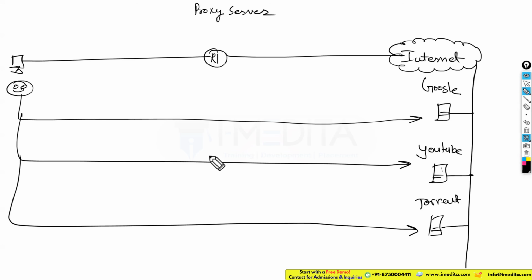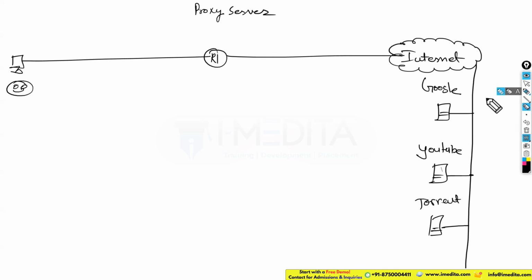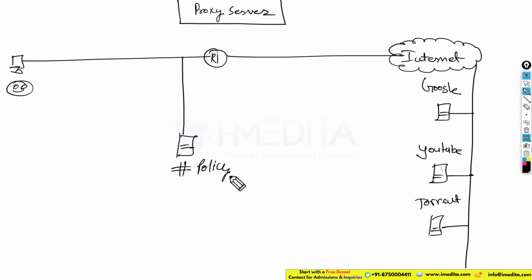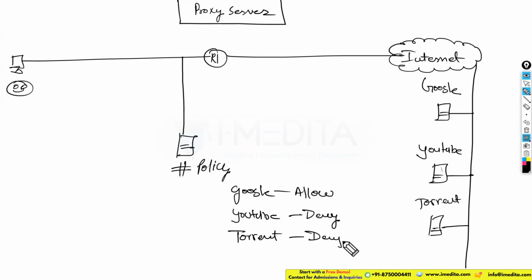Now, we don't want the user to be able to access YouTube and torrent. To do so, we need to use a proxy server. The proxy server we will connect in our LAN. At this proxy server, we will define policy like Google allow, YouTube deny, torrent deny. Now, this proxy server can be deployed in two ways. The first method is explicit proxy.